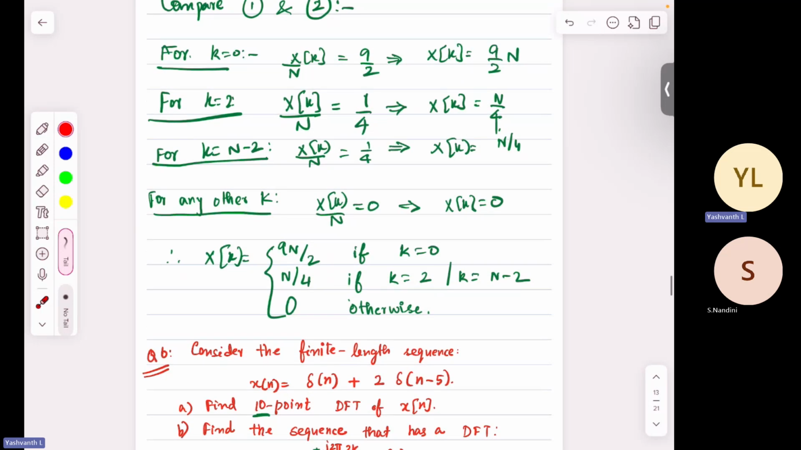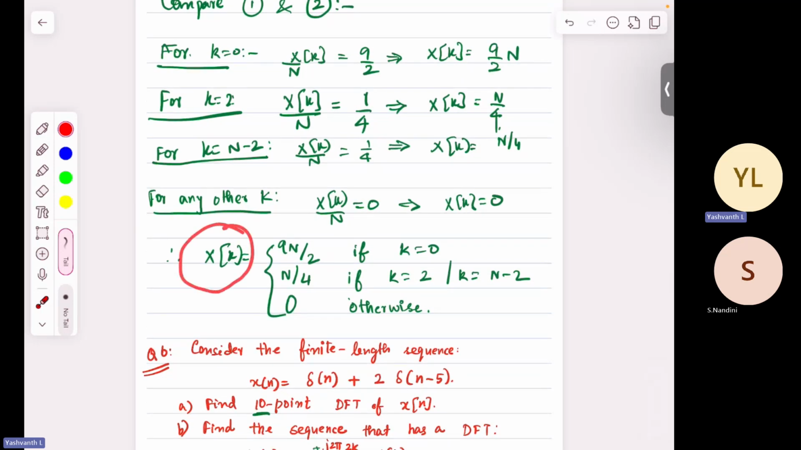If you summarize, your DFT X of k is 9 by 2 into N if k equal to 0. If k is equal to 2 or capital N minus 2, your DFT is equal to N by 4. Whenever k takes any other value except 0, 2 or N minus 2, it takes the value 0. So this is your final expression for DFT. Is it clear? All right. Very good.